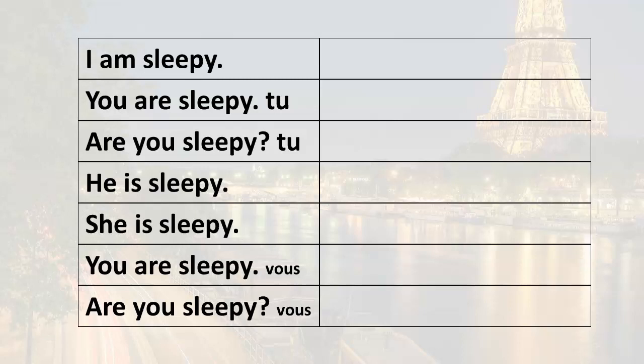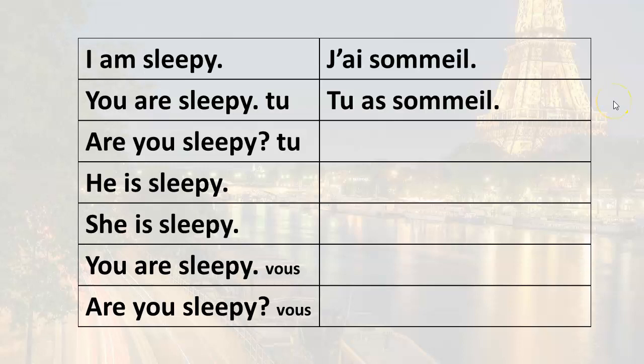So now that you know that to be sleepy is avoir sommeil, let's practice. Let's apply what you've learned. How do you say I am sleepy? Remember, literally, you have to say I have sleep. I am sleepy. J'ai sommeil. J'ai sommeil. You are sleepy. Tu as sommeil. Tu as sommeil.